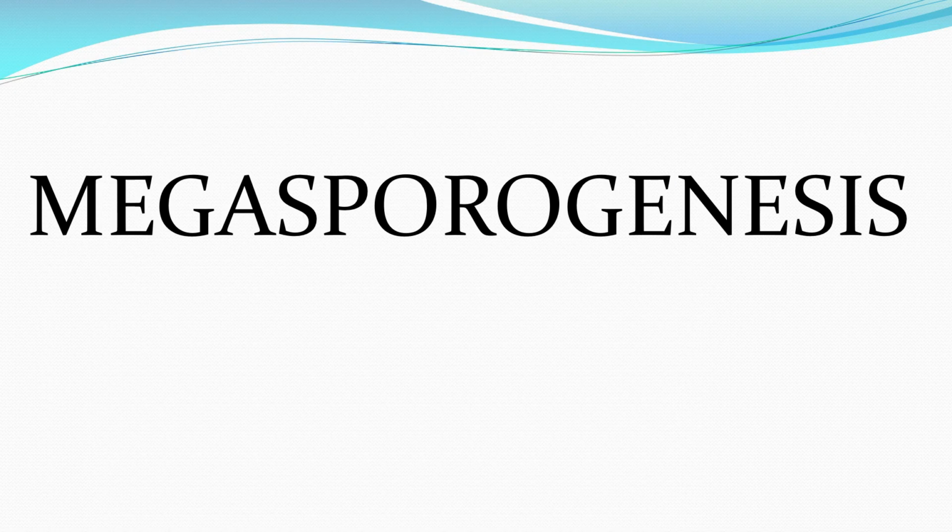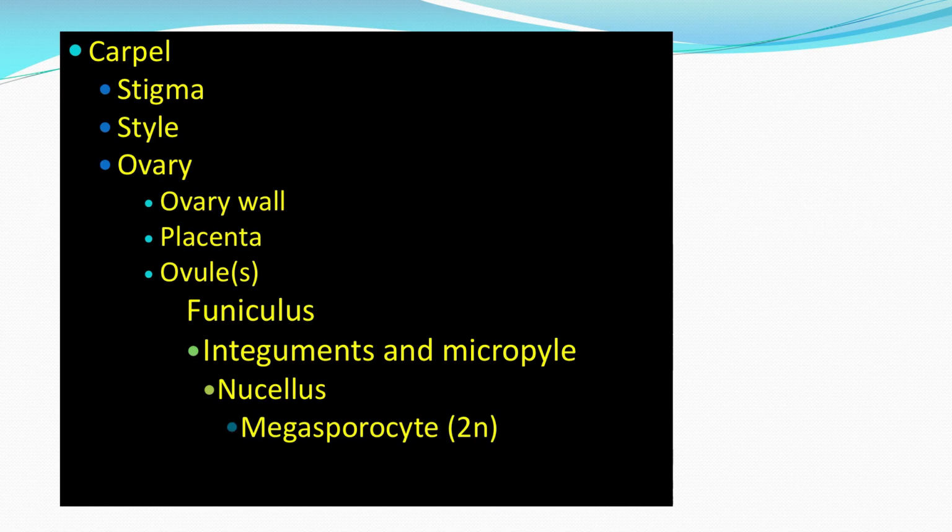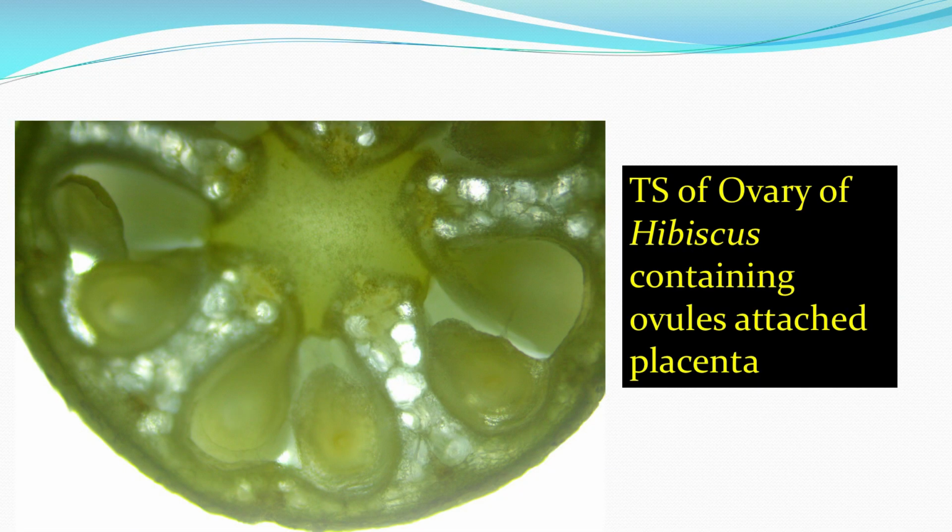Then megasporogenesis, that is formation of megaspore. Already we have discussed ovary houses. You see the structures, carpel consists of stigma, style, ovary. Ovary is the bulbous structure, it has a wall and it has placenta in the center. So to the placenta ovules are attached by means of funiculus, and each ovule is surrounded by integuments, and one opening is left at the apex, that is your micropyle, and in the center there is a megasporocyte, that is megaspore mother cell.